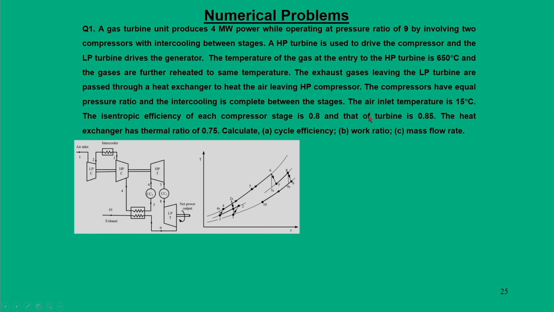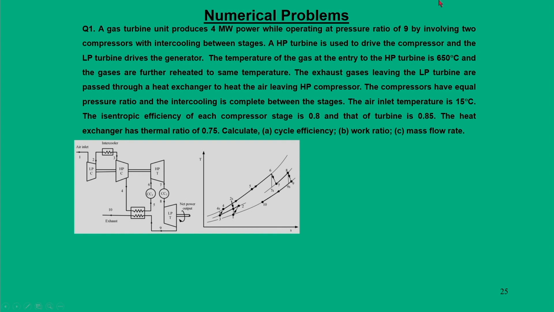The air inlet temperature is 15 degree, the isentropic efficiencies of the compressor and turbines are given, and for the heat exchanger the thermal ratio is given, so we do not bother about the heat capacity of the gases as well as the air. Finally, what we are going to get is the cycle efficiency, work ratio and mass flow rate. These are the numbers we are interested in. So, let us see how we are going to solve it.